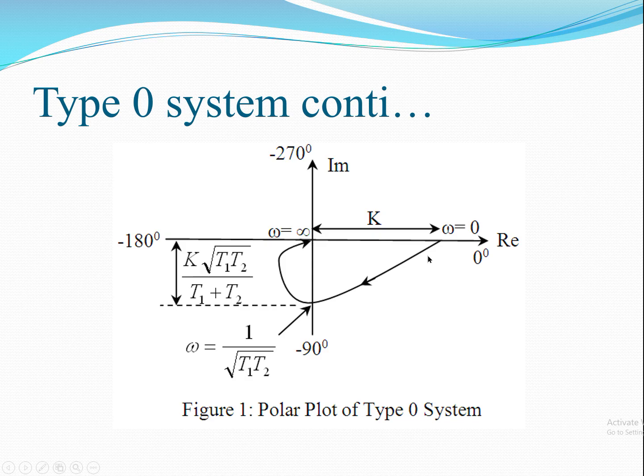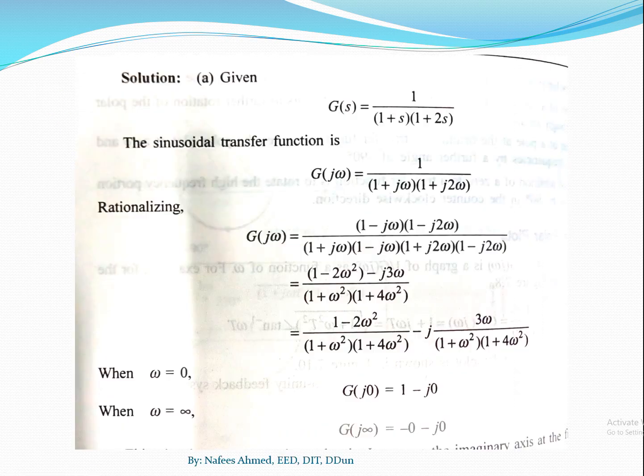Next I will go for the type 1 system. I will take an example over here. Suppose you have G(s) equal to 1 upon s(1 plus s)(1 plus 2s). First step, we replace s by j omega, so it will be 1 plus j omega, 1 plus 2 j omega. Next step, either we first rationalize or we put the limit. First I will rationalize, so we multiply and divide by the complex conjugate, 1 minus j omega and 1 minus j2 omega. Doing so, I will get these terms.